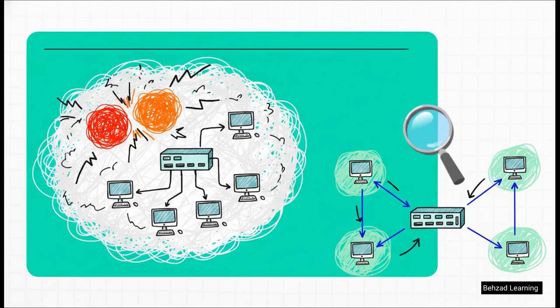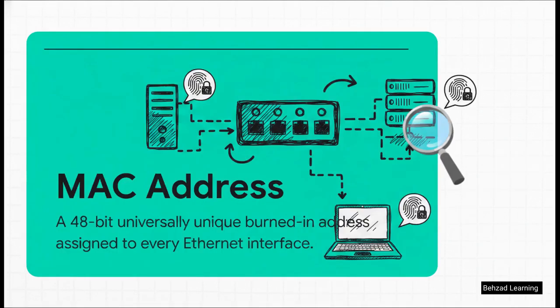A switch carves out every single interface into its own separate collision domain. There is no sharing, no waiting for the whole room to quiet down. It's just pure, dedicated bandwidth for every single connected device. It's a total game changer. Okay, so how does a switch pull off this intelligent routing?